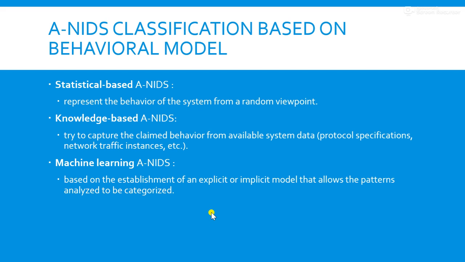In the statistical based, the behavior of the system is represented from a random viewpoint. So in statistical based IDS systems, alarms are generated based on a deviation from a normal state. Now what is a normal state? It is defined by sampling normal activity and traffic for a given period of time. So normalcy is based on the average or median of all activity or traffic, and deviation is measured by calculating the standard deviation.